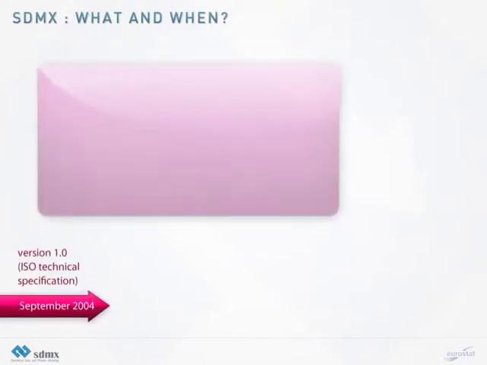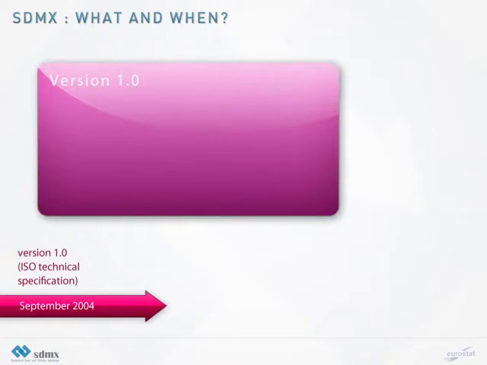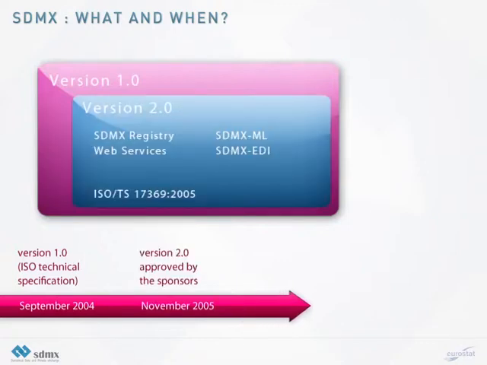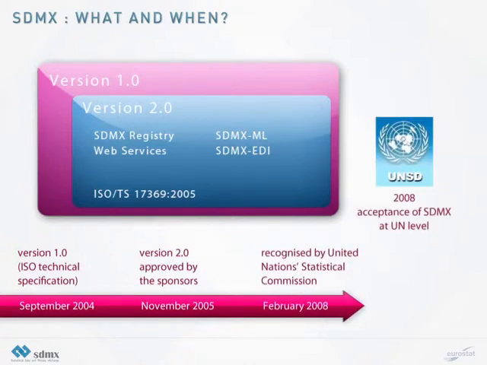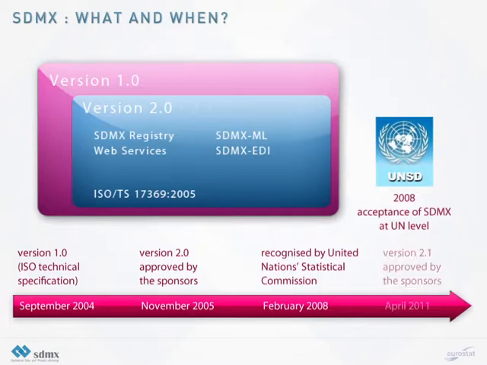SDMX stands for Statistical Data and Metadata Exchange. Version 1.0 was released in September 2004 and was approved as ISO technical specification. Version 2.0 of the SDMX standard was approved in November 2005 by the sponsors. The acceptance of SDMX at UN level is a major step forward towards a broad use of SDMX at worldwide level. Version 2.1 of the SDMX standard was approved in April 2011 by the sponsors.